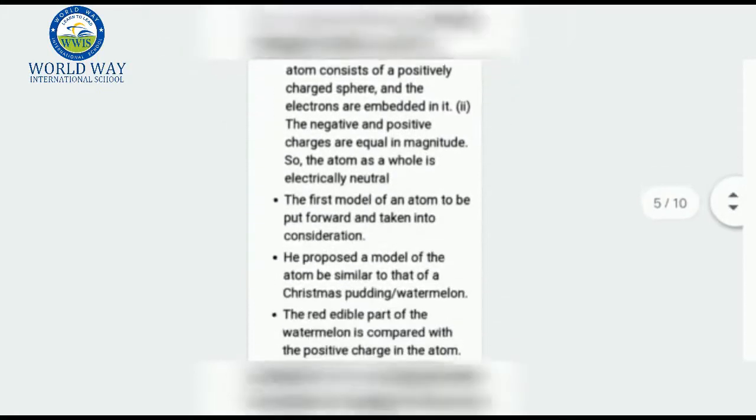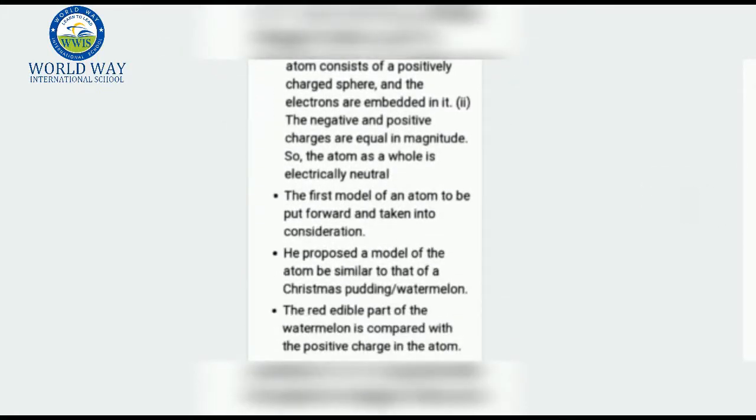The next model was Thomson's model of atom. Now, according to Thomson, an atom consists of a positively charged sphere and the electrons are embedded in it. The negative and positive charges are equal in magnitude, so the atom as a whole is electrically neutral. It was the first model of an atom to be put forward and taken into consideration.